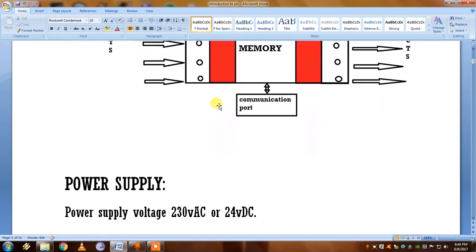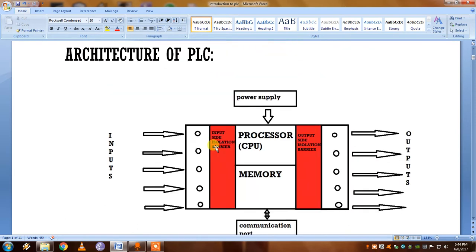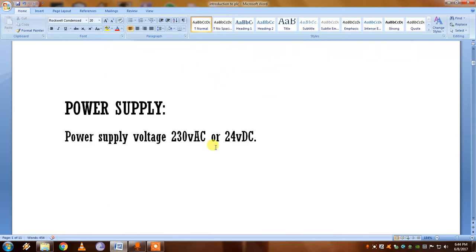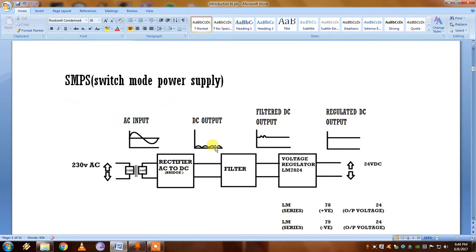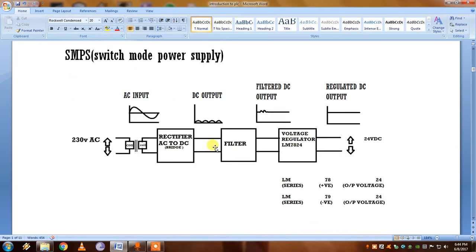The power supply which we use in PLC will be 230 volts AC or 24 volts DC, which depends on the SMPS. So let's see about that. SMPS, switch mode power supply. This is the outlet of the switch mode power supply.